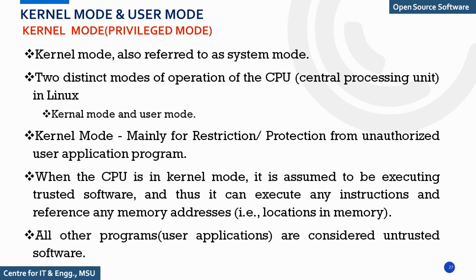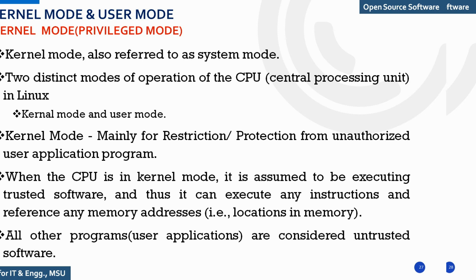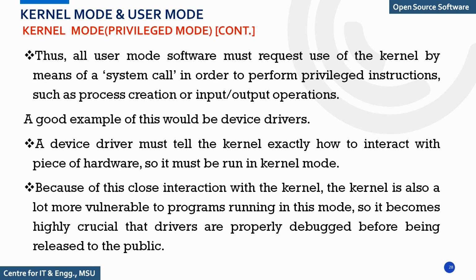If any software runs, the CPU will assume it as trusted software, and it runs. Thus, it can execute any instructions and reference any memory address. All other programs, that is the user applications, are considered untrusted software in the kernel mode. All the user mode software, the user applications, must request the use of kernel by means of a system call. If user applications need to be run, they have to send a request by means of a system call.